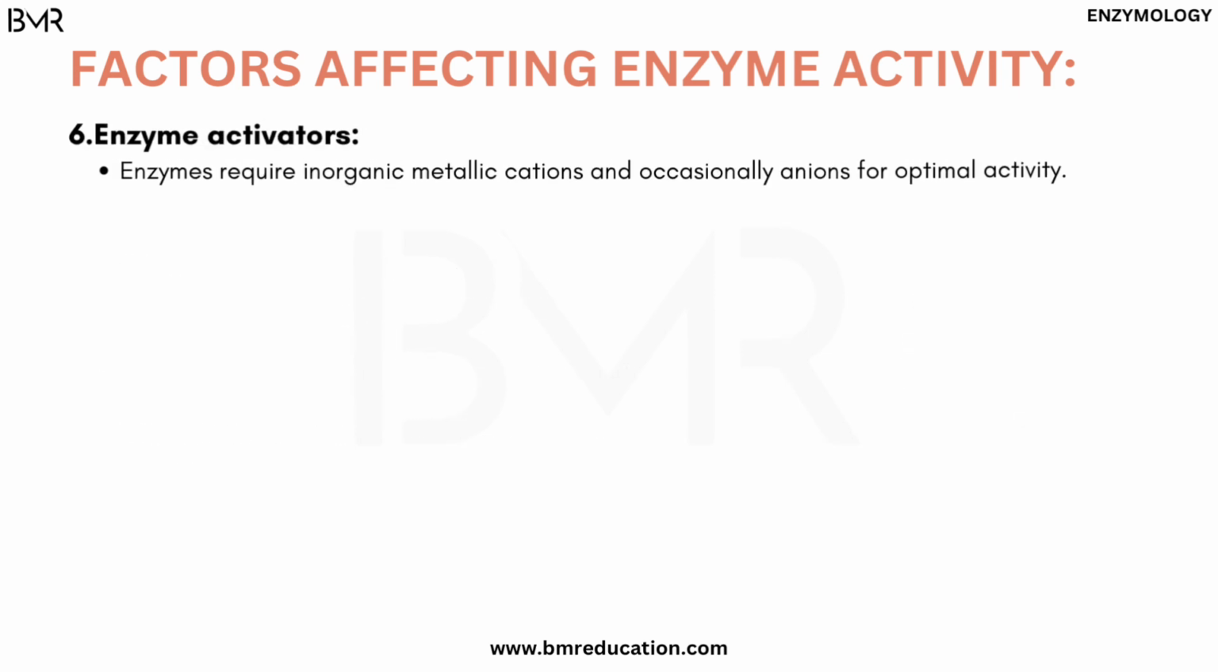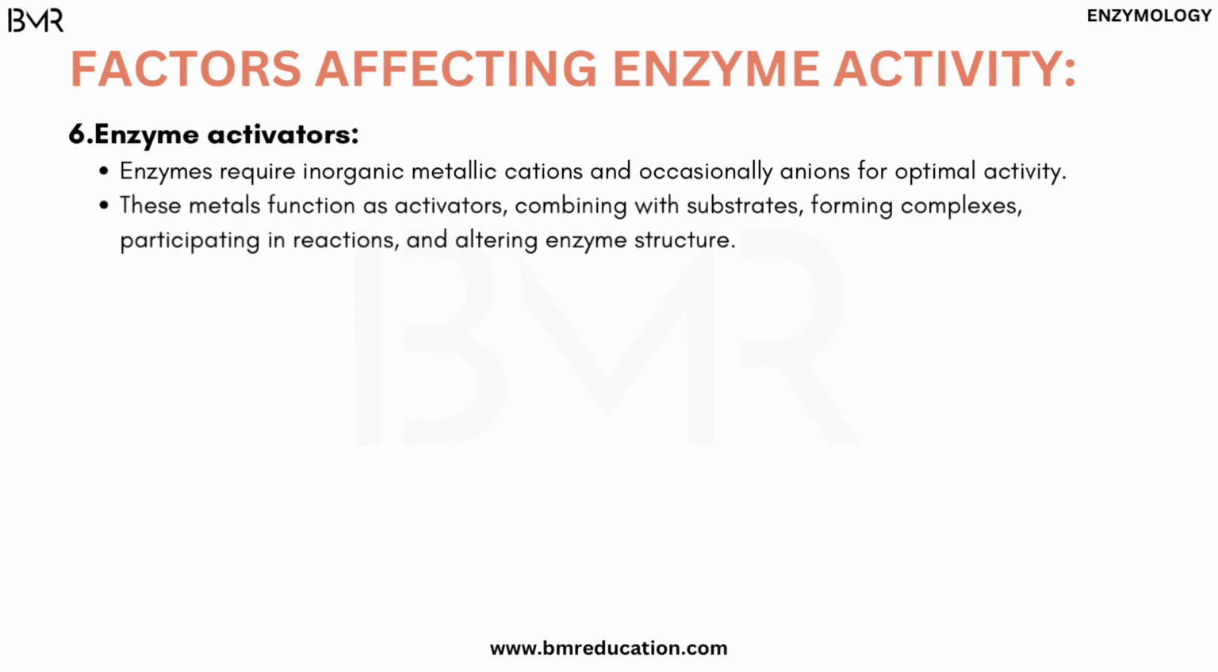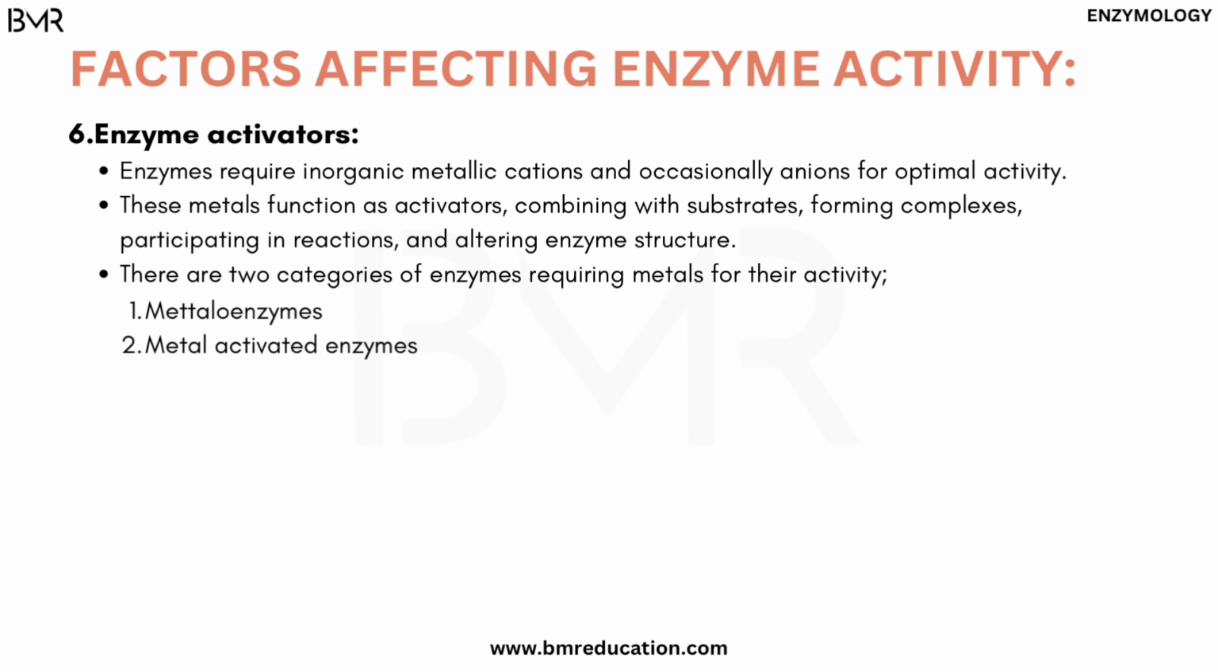Enzyme activators. Enzymes require inorganic metallic cations and occasionally anions for optimal activity. These metals function as activators, combining with substrates, forming complexes, participating in reactions, and altering enzyme structure. There are two categories of enzymes requiring metals for their activity: metalloenzymes and metal-activated enzymes. These activators are already discussed briefly in the coenzymes video on our channel.